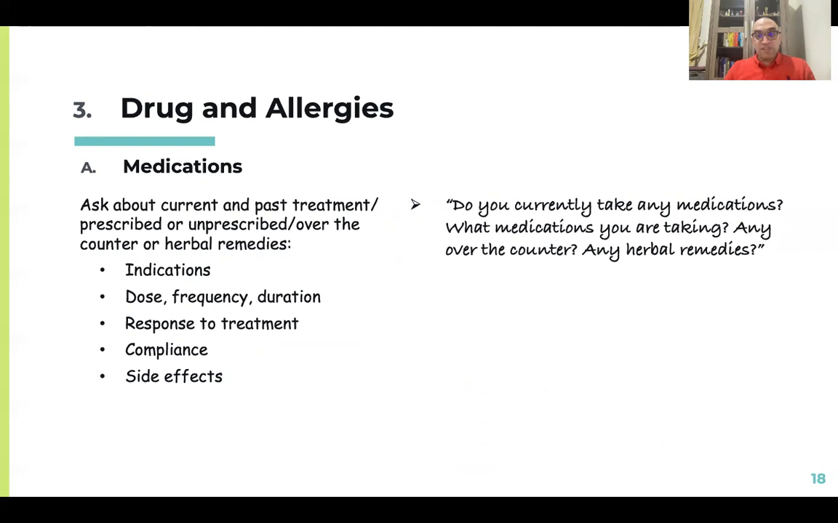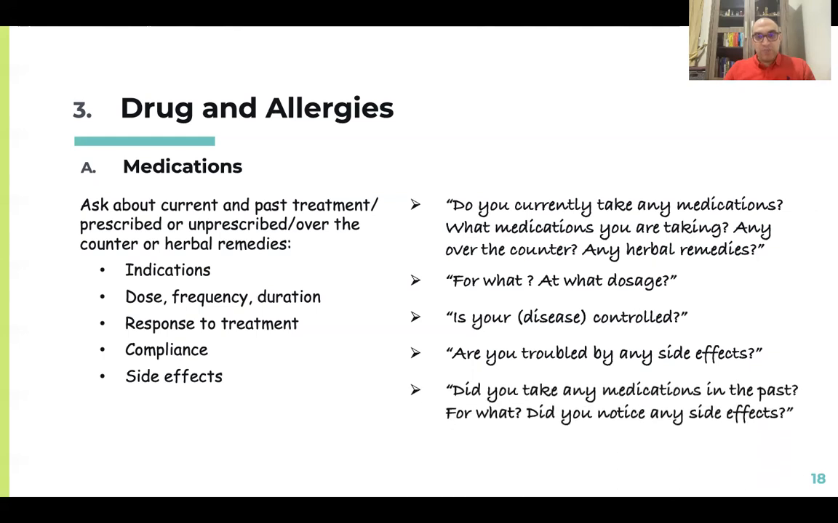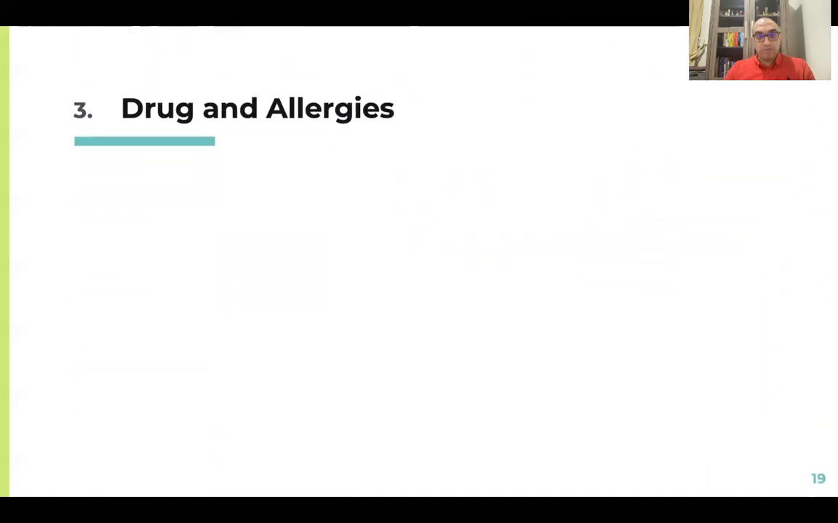Do you currently take any medications? What medications are you taking? Any over-the-counter, any herbal remedies? For what? And what is the dosage? And is your blood pressure or your asthma controlled by this medication? Are you troubled by any side effects? Did you take any medication in the past, and for what? And did you notice any side effects from it?